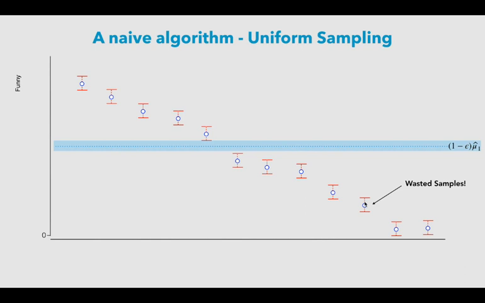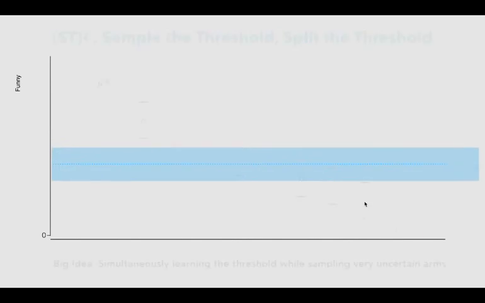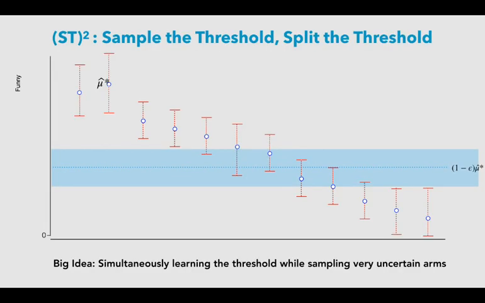This is one of the downsides of non-adaptive experimental designs. They have the potential to waste samples by not being data-driven. Can we sample adaptively to do better? So based on this question, we developed an algorithm called ST-squared: Sample the Threshold, Split the Threshold. ST-squared works something like the following.